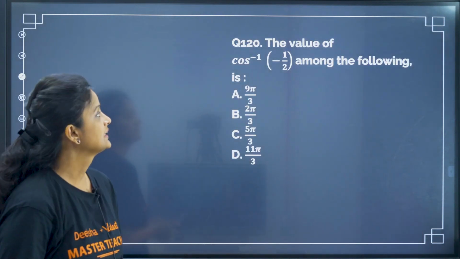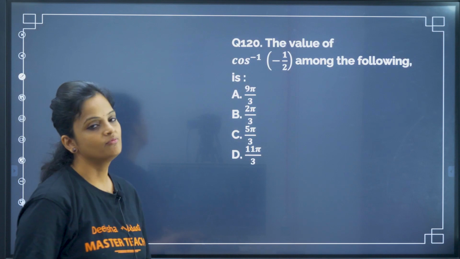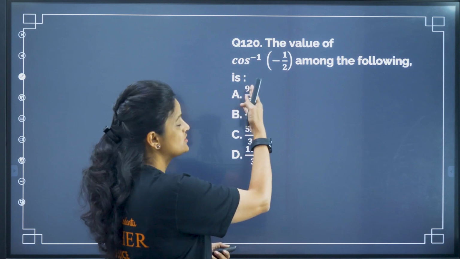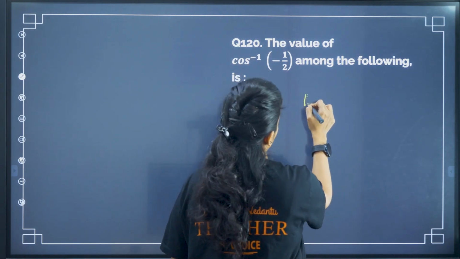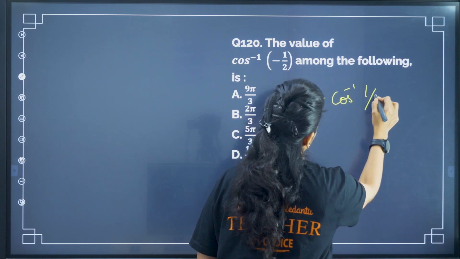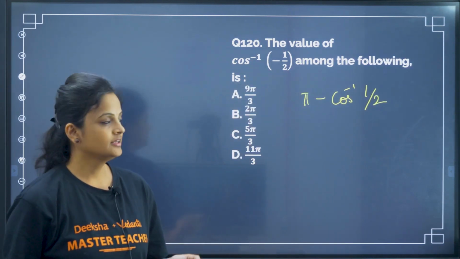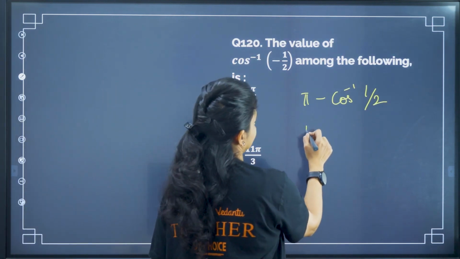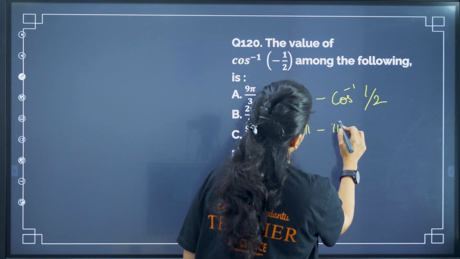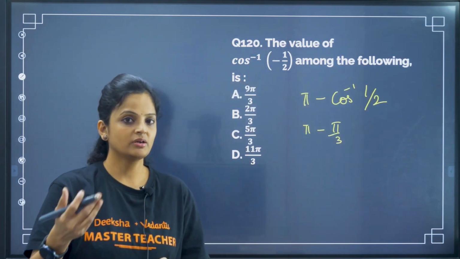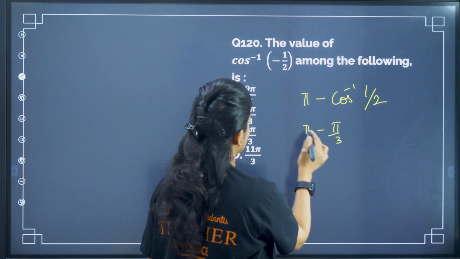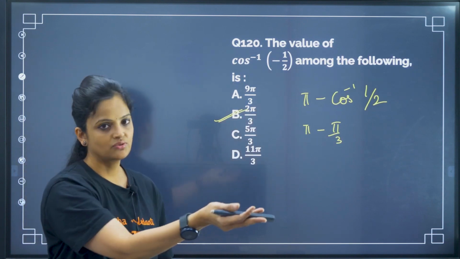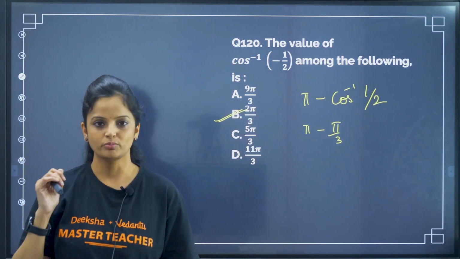Last question. The value of cos inverse of minus 1 by 2. NCERT first exercise problem this is. Pi minus cos inverse of 1 by 2. Not all the questions will be lengthy, like the previous sum was lengthy, so it was a high level. This is just NCERT, so that will maintain the timing. If for one question you are spending more time, here I don't have to put any time. Directly I can write 2 pi by 3. Pi minus cos inverse 1 by 2, that is pi by 3, and the answer will be option B.